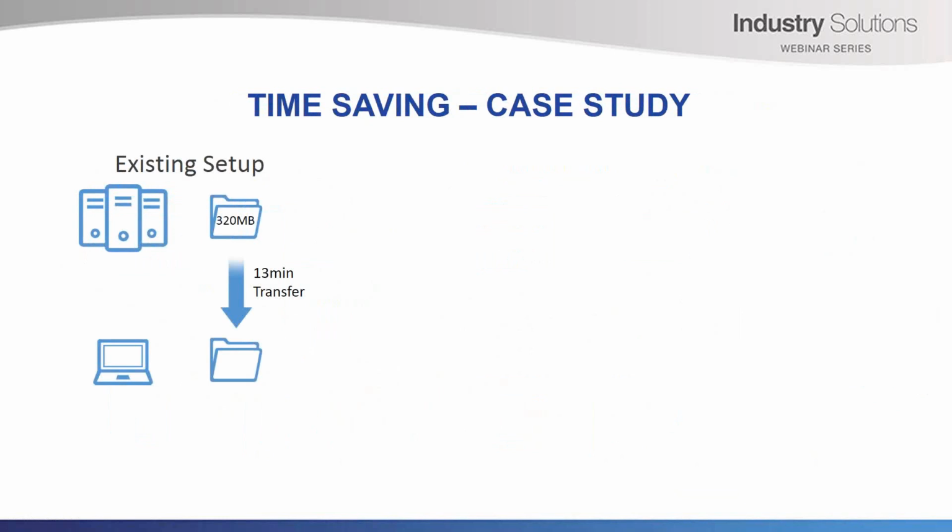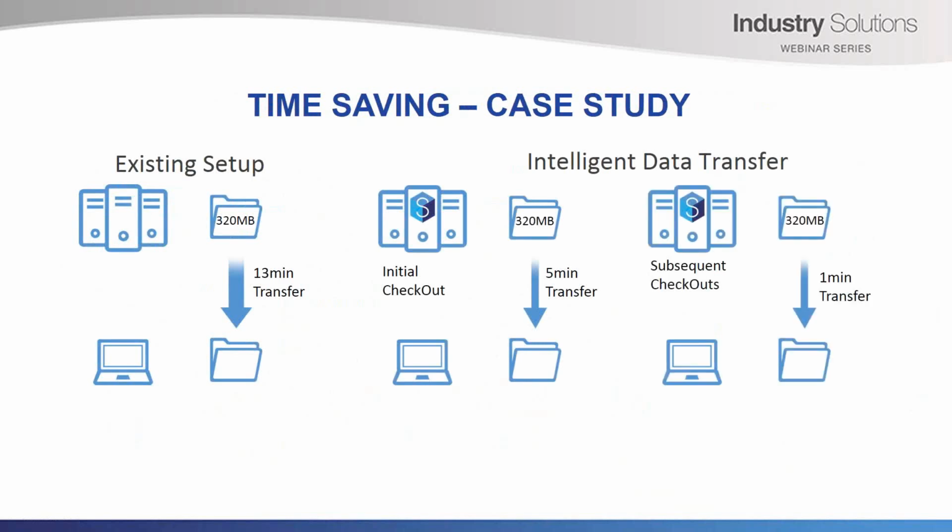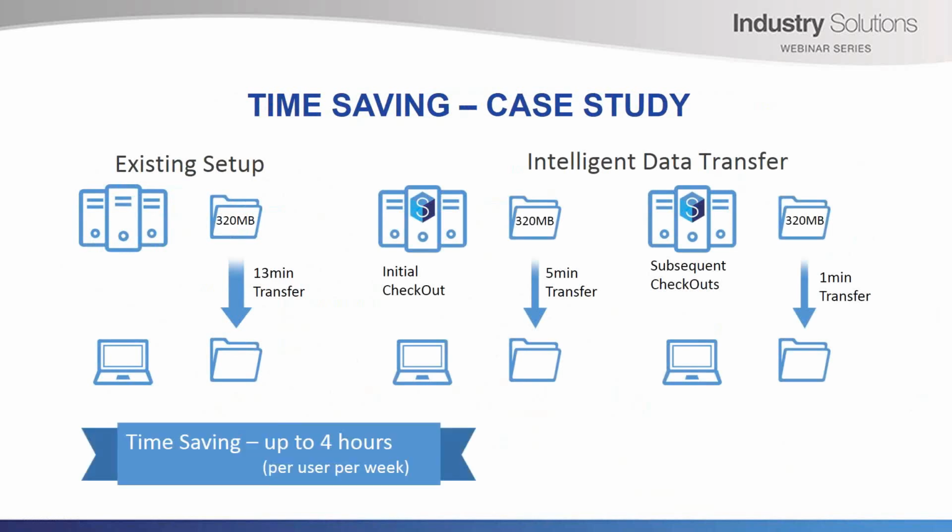We went and spoke to one of our clients about how 12D Synergy was helping them in their business. They told us that when they started, they had a 320 megabyte project on their network, and every single time they opened that 12D Model project, it took them 13 minutes, which is quite a long time to sit around and wait. With 12D Synergy's intelligent data transfer, they reduced that initial download time to 5 minutes. So the first time they opened it, it was all downloaded and locally cached. That's already less than half the original opening time. And on subsequent checkouts, it only took them 1 minute to transfer the data, which is again another huge reduction in waiting time. They worked out it was saving them up to 4 hours per user per week.